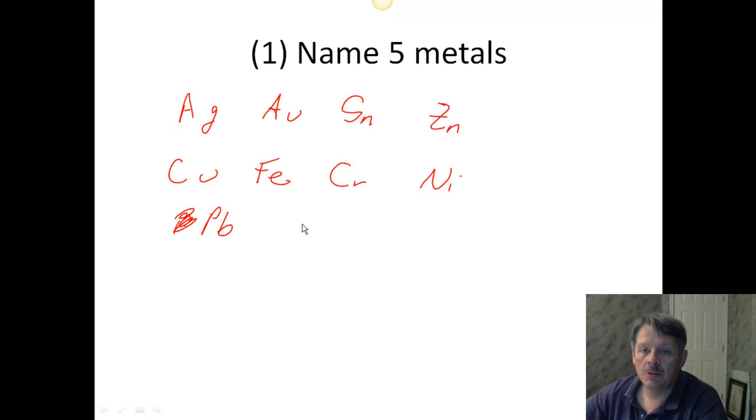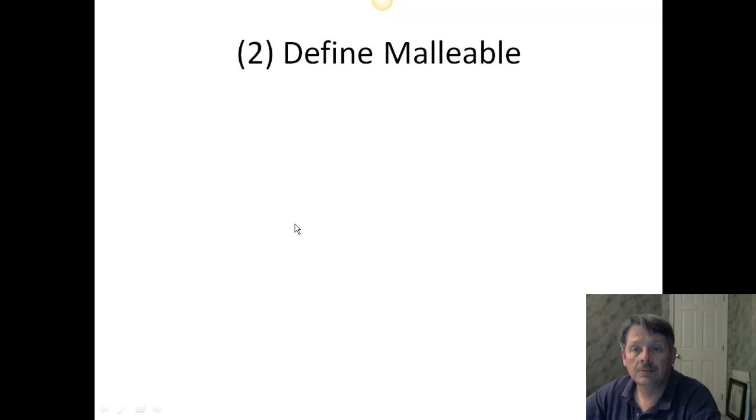In fact, you could name other things like steel or stainless steel, or brass or pewter, because they're all metals. Right? They happen to be alloys, but they're all metals.